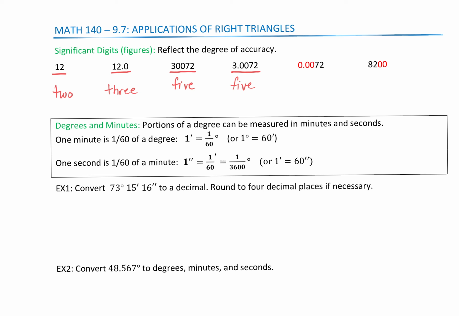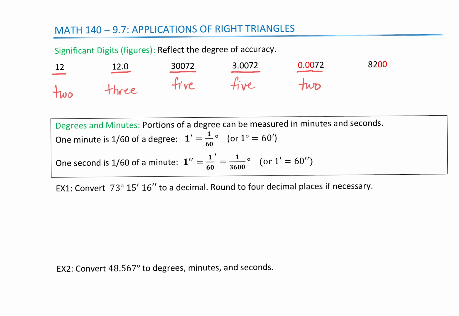If you have zeros after the decimal and then some non-zero numbers, those first zeros are not counted. They're not significant. It's just the non-zero digits. So the 7 and the 2 would be significant, and we would have 2 significant figures.